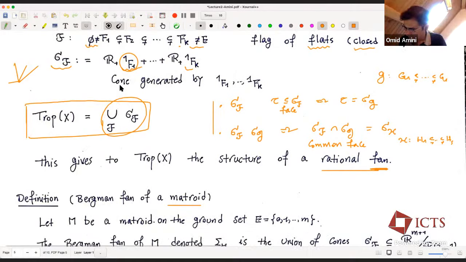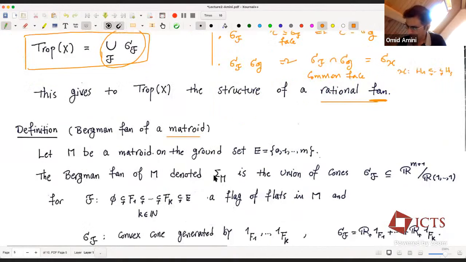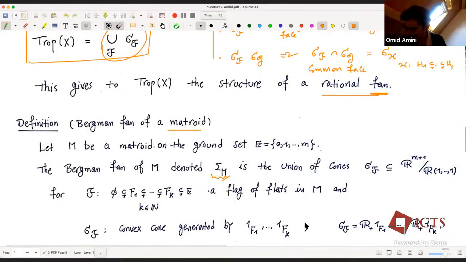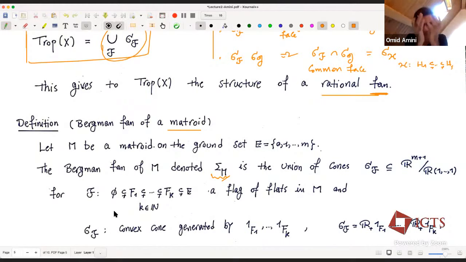Yeah, okay, so then to any matroid, you associate the same sigma as the union of the cones sigma F, which gives exactly the same definition that comes out of the tropicalization. But now you don't need to know what the vectors are and so on, you just need to know the combinatorial structure, the matroid.